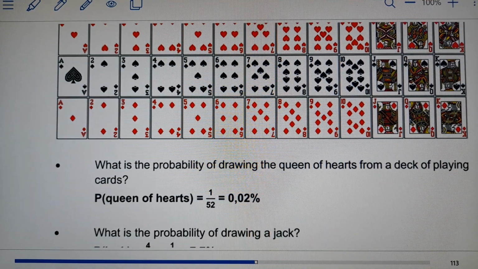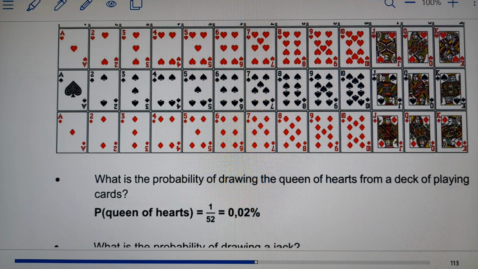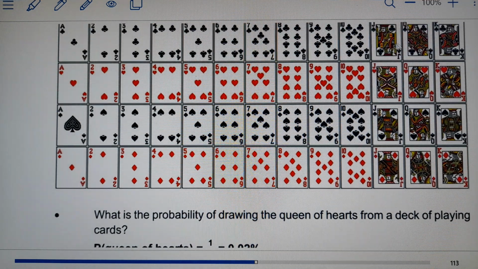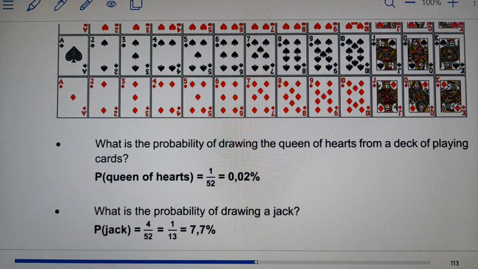What is the probability of drawing a Jack? It does not matter what color the Jack is. So how many Jacks do we have? 4. Okay, so it means it will be 4/52. Let's look. 4/52 gives us 1/13, and it gives us 7.7%. It's still improbable. You see that?